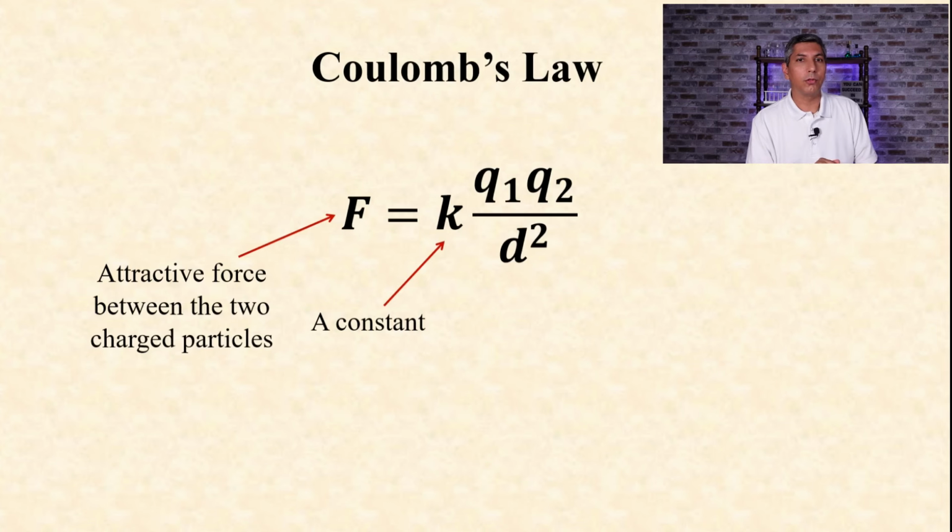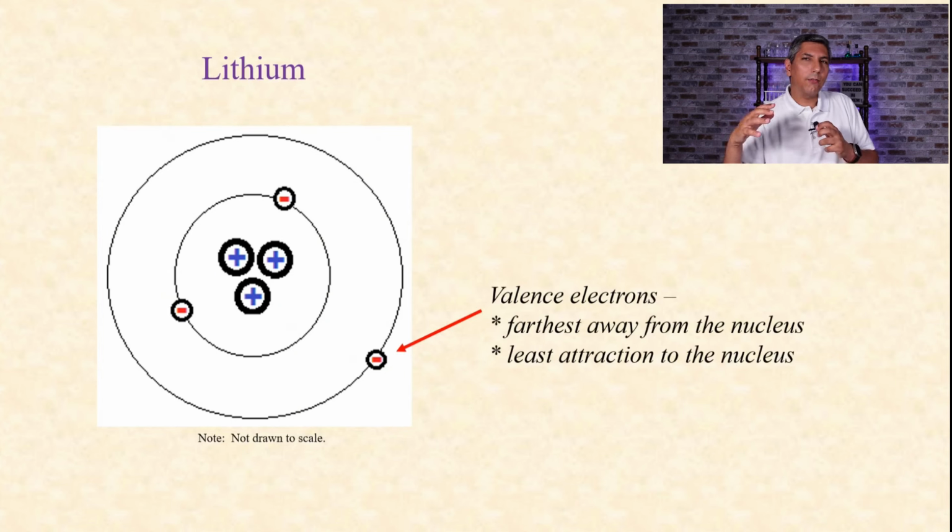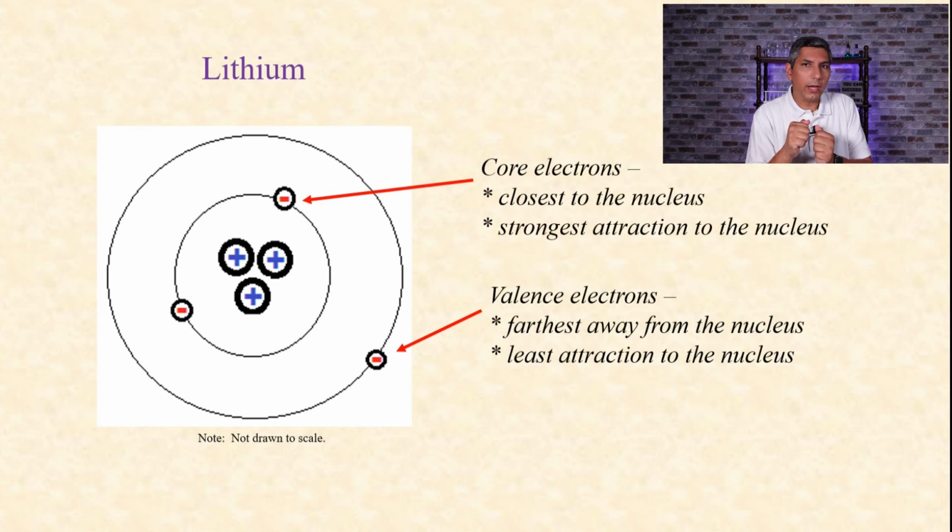If we're trying to compare the forces holding the electrons to the nucleus, we use Coulomb's law. Essentially, Coulomb's law states that there are two factors, charge and distance, when comparing the force holding two charged particles together. The greater the charge, the stronger the attractive force. The lower the charge, the weaker the attractive force. The greater the distance between the charged particles, the weaker the attractive force. And the closer the distance between the particles, the stronger the attractive force. So that means that the electrons that are farthest away from the nucleus, those valence electrons, have the weakest attraction to the nucleus. So they're the ones that can be removed the easiest. And these core electrons, the ones that are closest to the nucleus, are most difficult to remove.